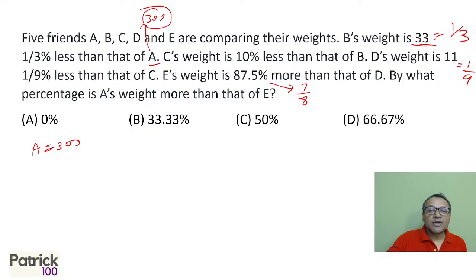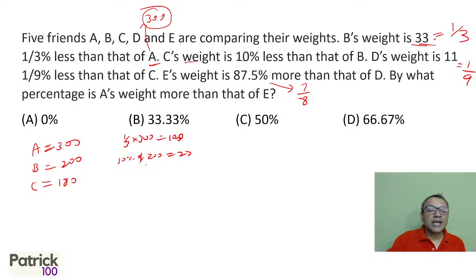Okay, so let's start with A as 300. B's weight is 33 1/3%, or 1/3, less. 1/3 of 300 is 100, so 1/3 less means 100 less, and B's weight will be 200. Then C's weight is 10% less than B. 10% of 200 is 20, so C's weight will be 180.